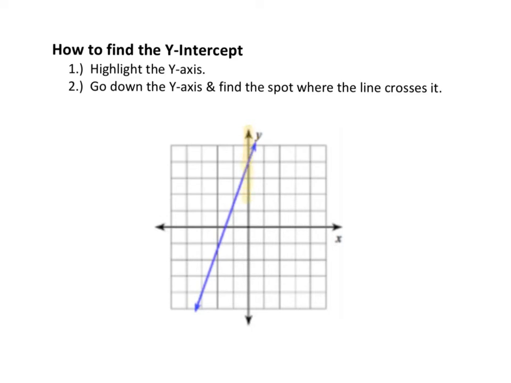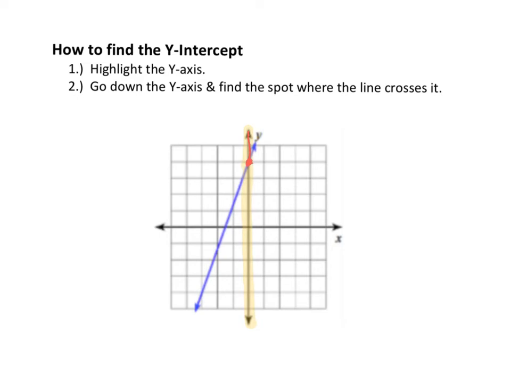So let's highlight the y-axis. And now we need to do the second step. We're going to go down the y-axis and find the spot where that blue line crosses what we highlighted. So we start at the top and we go down. Right there is where it crosses.